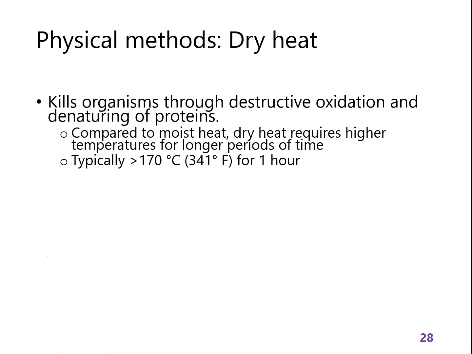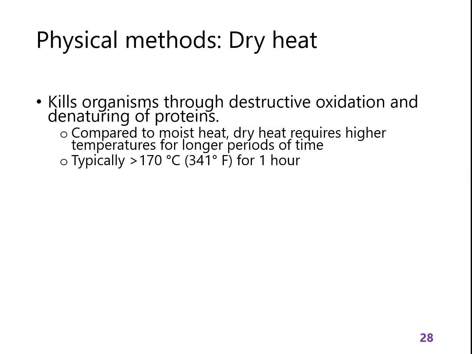So dry heat, as I've mentioned before, requires higher temperatures than moist heat. And we do use it in situations where water would damage whatever we're trying to disinfect. So we use dry heat a lot of times to sterilize metals that would corrode if they were exposed to water. And in a lot of cases, we try to use temperatures up closer to 200 Celsius and for something like an hour. And we're typically imagining something like an oven that we would put materials into.